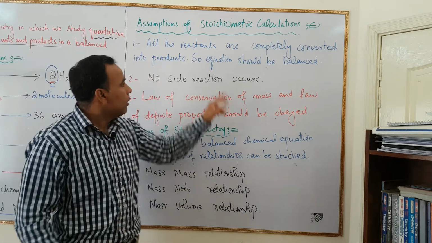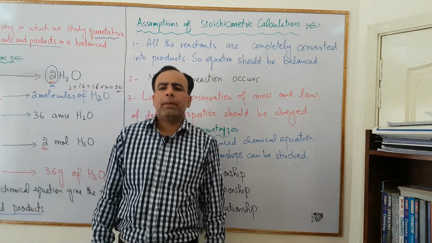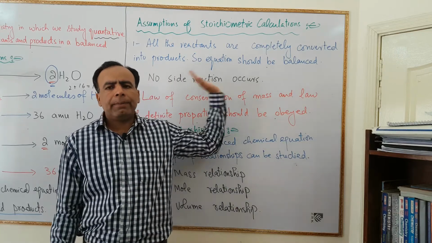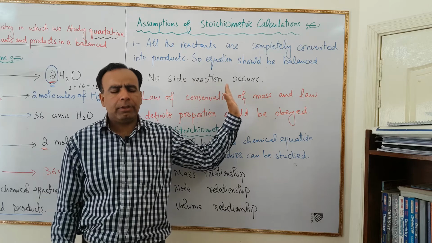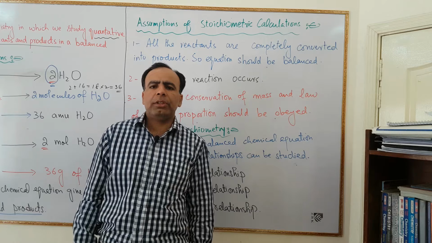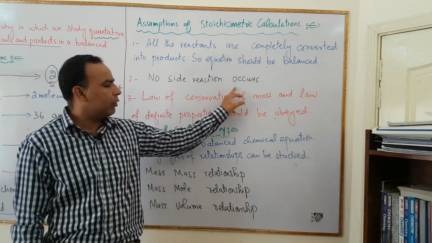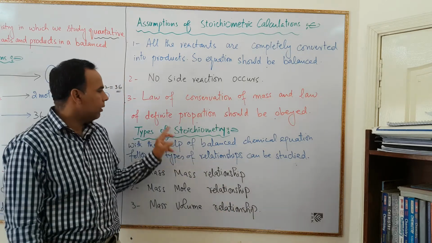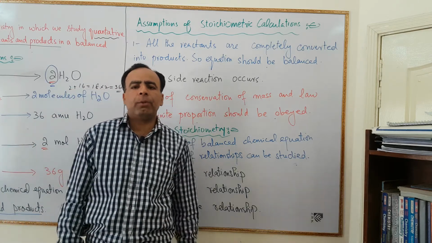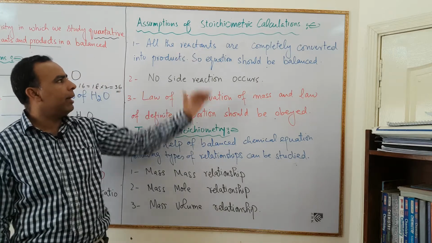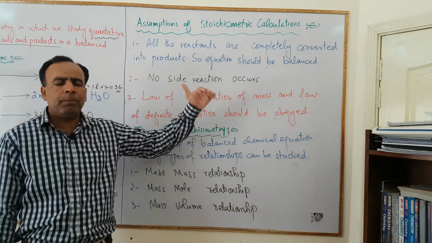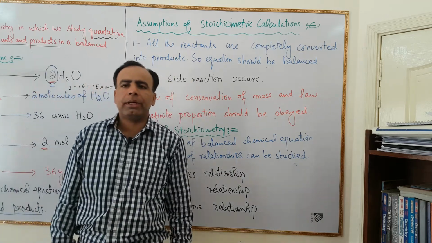Number 1, all the reactants are completely converted into products and the chemical equation should be balanced. This is assumption number 1. Now the second assumption is that no side reaction will occur, and the last one, the law of conservation of mass and the law of definite proportion should be obeyed in stoichiometric calculations. These are the three important assumptions of stoichiometric calculations.